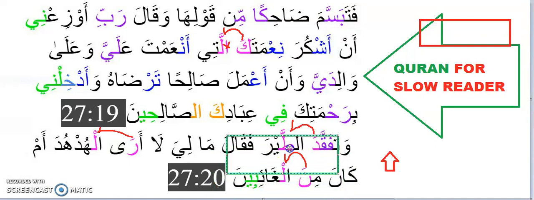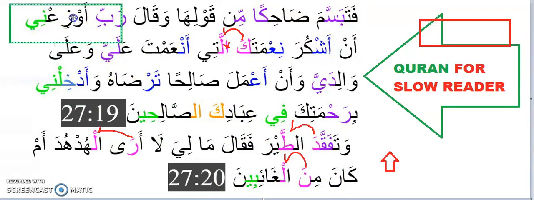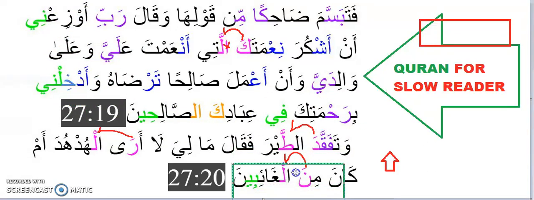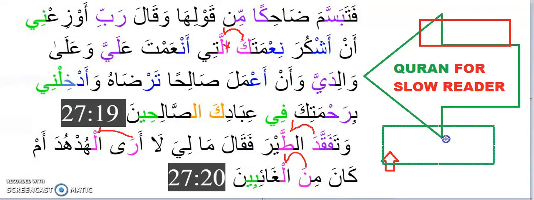الغائبين. So pay attention to the long kasra, which is the green color, okay? Now there's another thing I need to show you, and that will be the blue. The blue color is mostly about sukoon. So let's take this and read it.